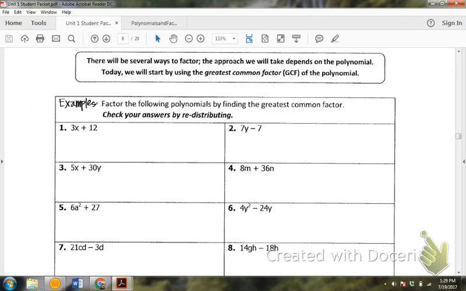So if we look at example 1, it says 3x plus 12. What is the greatest common factor in 3x plus 12, Mitchell? What number do they both have in common? Nope, 6 can't go into 3. 4 can't go into 3. Shh, Mitchell's going to get it. Can 2 go into 3?